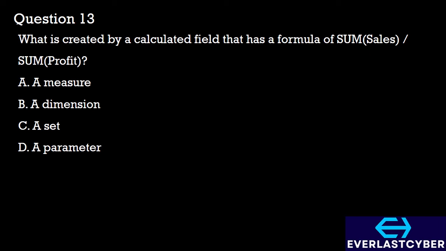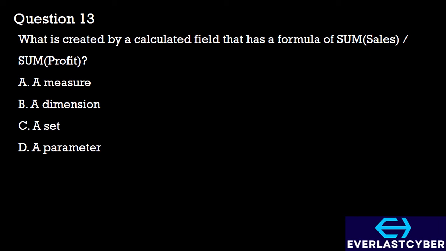Question 13. What is created by a calculated field that has a formula of sum sales over sum profits? A, a measure. B, a dimension. C, a set. D, a parameter.